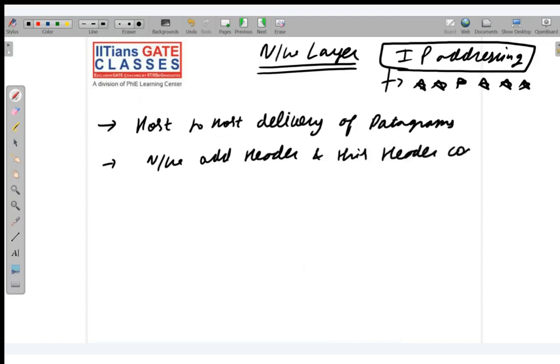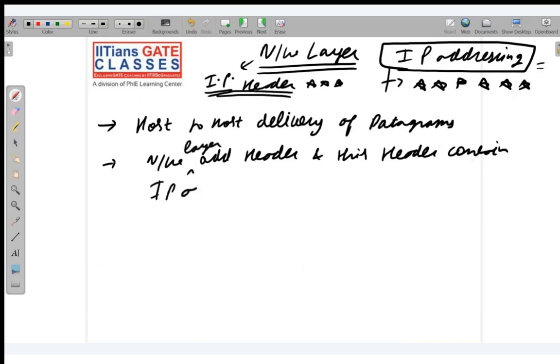And this header contains a lot of extra things. Don't worry, we have to study the IP header properly. In the IP header, I will tell you all these things. At the network layer, which is the basic protocol which is working? IP. So the IP header is a very important topic. Don't worry, we will tell you that also, but after a few lectures, when this IP addressing topic is over. So for now, we can just think like that. The network layer adds a header, and this header contains the IP address of both sender and receiver.